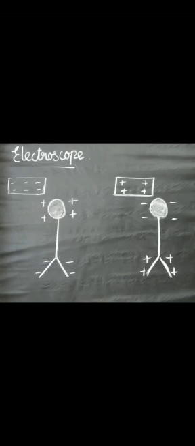In the simple electroscope, two metal sheets are hung in contact with each other. These are connected to a metal rod that extends upwards and ends in a knob at the end. So this is some of the introduction to the gold leaf electroscope.